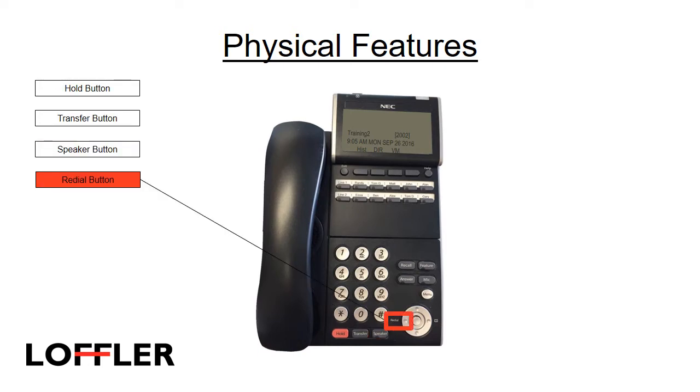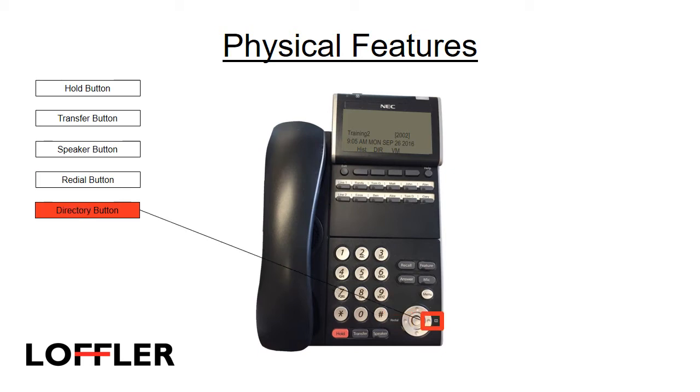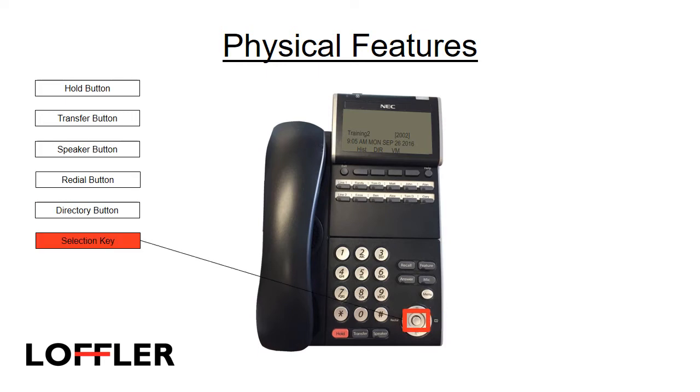To redial the last person you made a call out to, press the redial button on the navigation key. Scroll back through the numbers that have been dialed. When the desired number is displayed, press the pound key to activate dialing. The directory button will give you a list of employees in your company. The selection key is located in the middle of your navigation key. It is a way to press Enter on your phone.